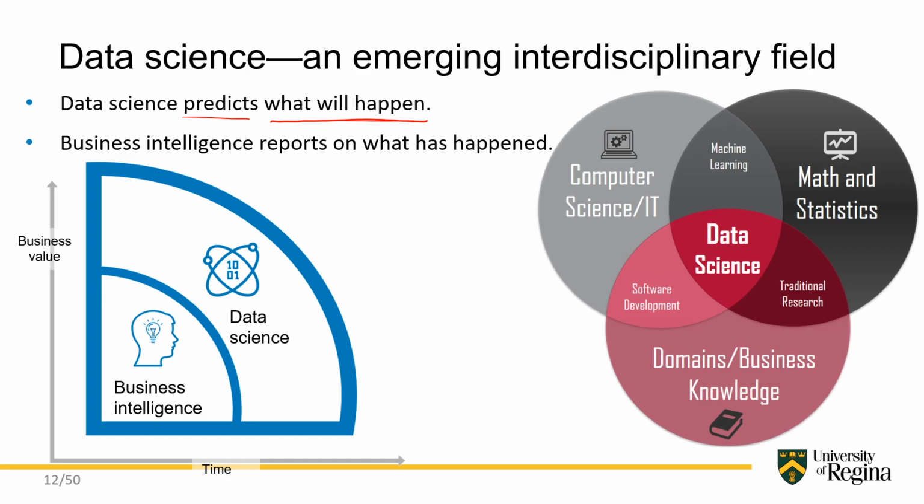Also, when you use computer science and IT and try to use mathematics and stats to teach machines how to learn from examples, then you have the concept of machine learning. Machine learning is what you can see between math and computer science. And then you have math and stats and the domain and business knowledge. What this gives you is traditional research, which is about analyzing the past.